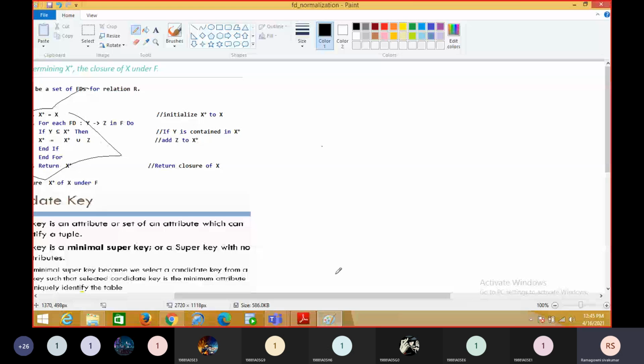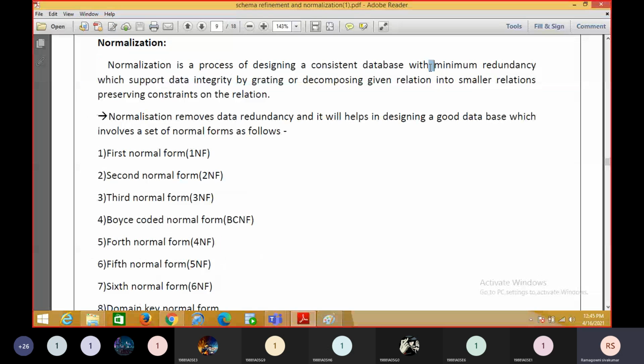All right. Today we are going to discuss the normalization concept. Normalization means we are avoiding redundancy and inconsistency problems; we can reduce these by using normalization. Normalization is a process of designing a consistent database with minimum redundancy, which supports data integrity by decomposing the relations. We are reducing the redundancies and inconsistency, and it supports data integrity.